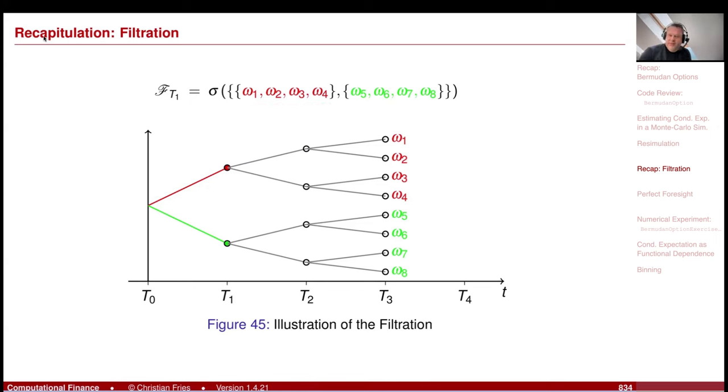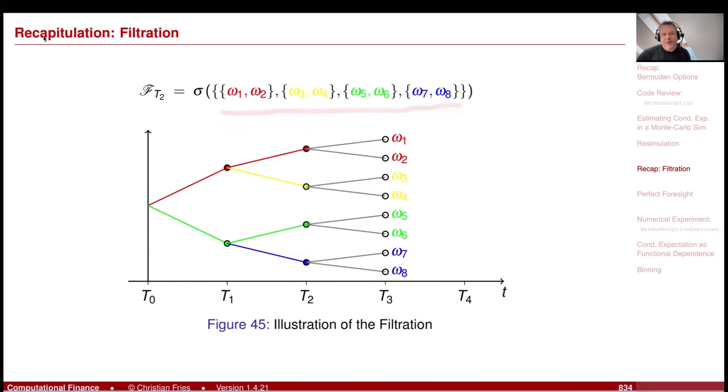Now you sample the next increment, the increment from T1 to T2. This means you know two outcomes. The third one is still unknown. This allows us to distinguish even more events, so the sigma field has become even finer. Now you can distinguish between these four different sets. If something is measurable with respect to this sigma field, it means that its value is constant on such a fine set, because it cannot have two different values there. It can have different values on these sets.